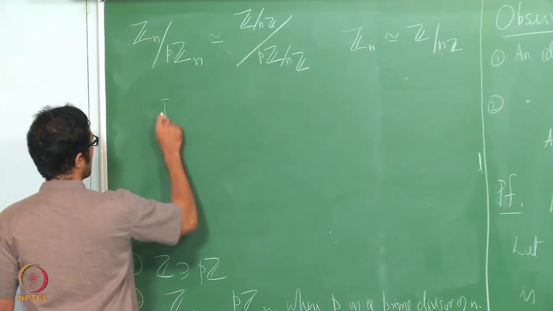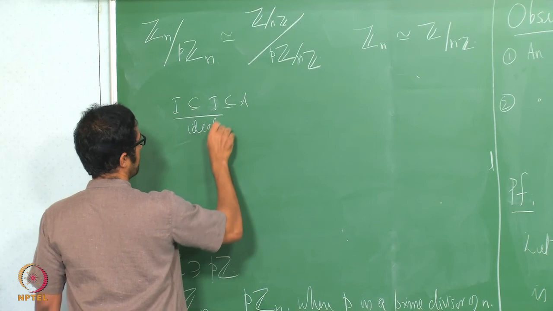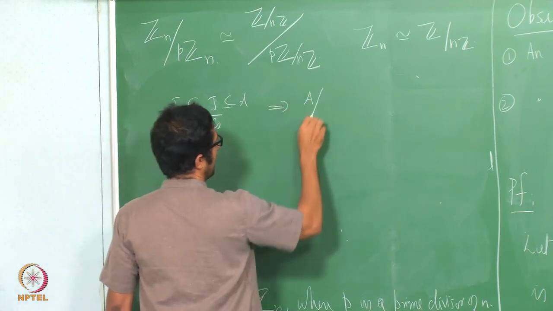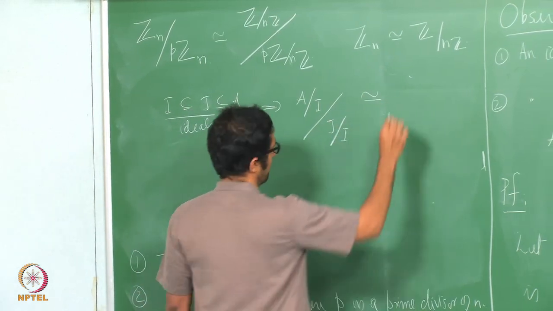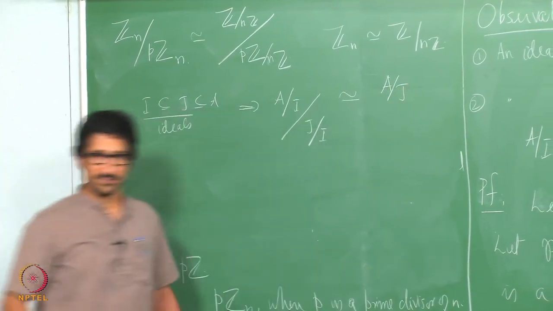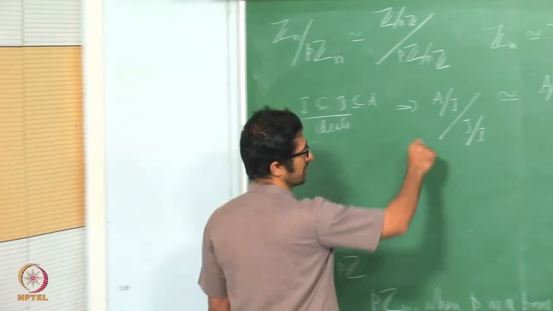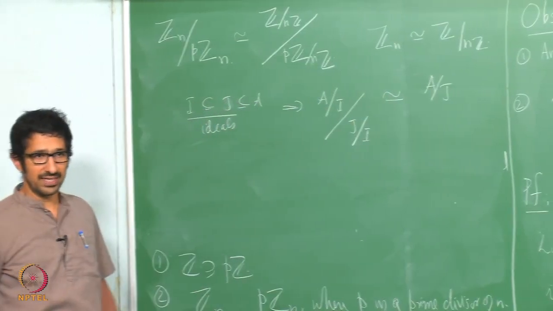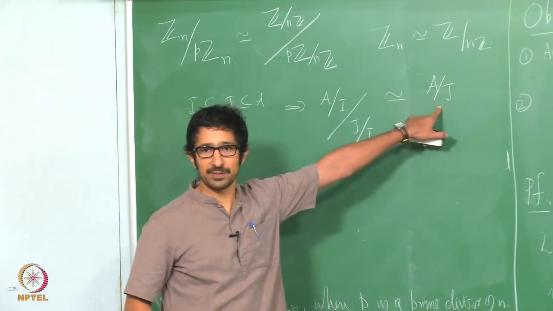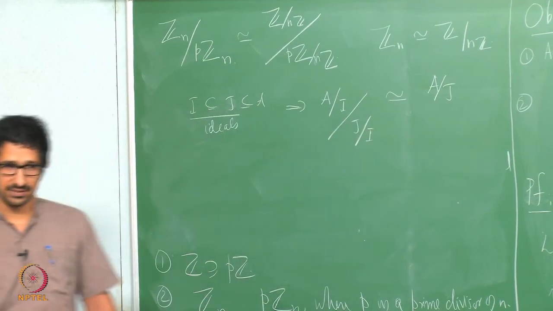If I is contained in J, contained in A, these are ideals of A, then A mod I modulo J mod I is isomorphic to A mod J, right? The second isomorphism theorem. Again, you can prove this using the first isomorphism theorem. From here, send a map to A mod J, x plus I maps to x plus J; its kernel will precisely be this. Therefore, by the first isomorphism theorem, this is true.